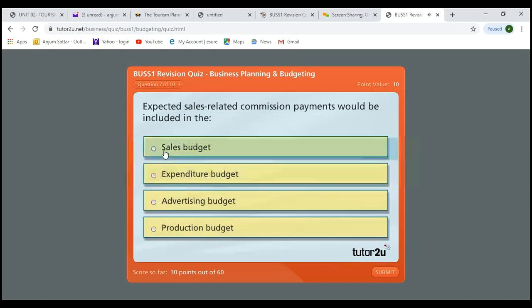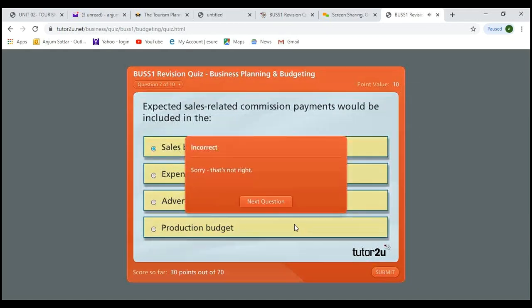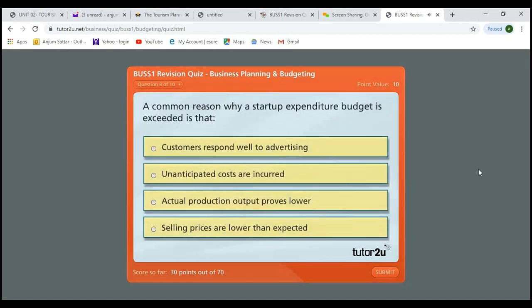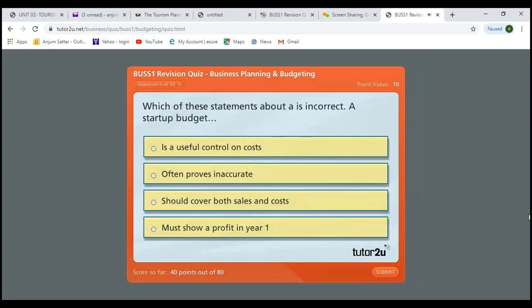Sales-related commission payments would be under which budget? Commission, sales related. Expenditure. Sales budget? Expenditure. I picked the wrong one. A common reason why a startup budget is exceeded: unanticipated costs. Okay, that's correct. Which statement is incorrect? A useful control and cost often provide inaccurate figures; it should cover both sales and cost and show the profit in a year. Which one is wrong? The last one.